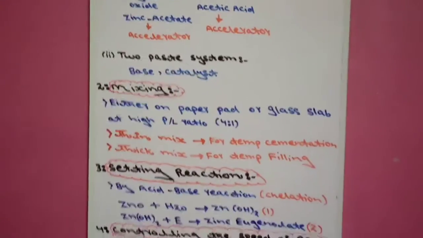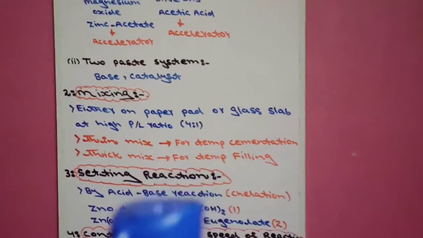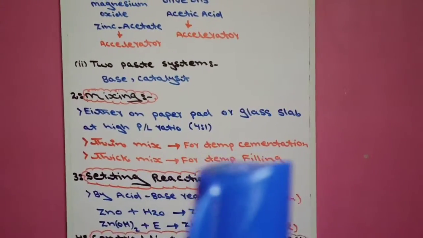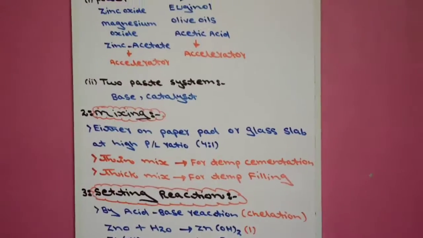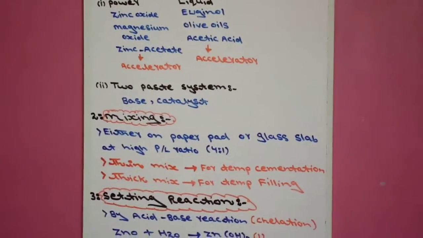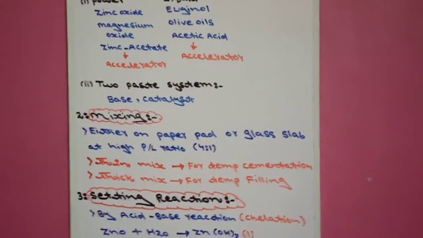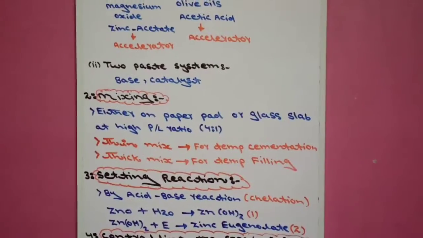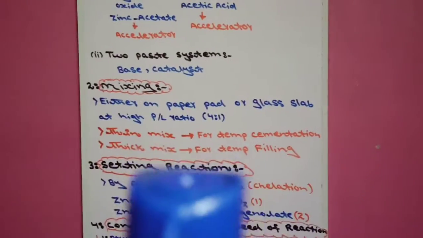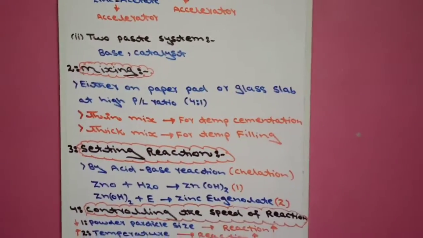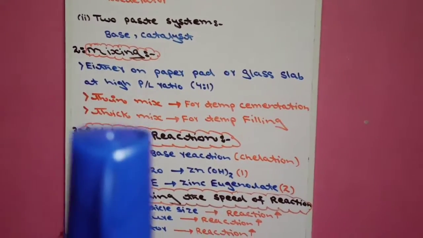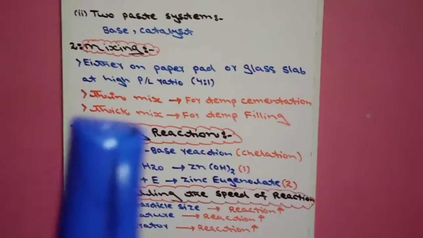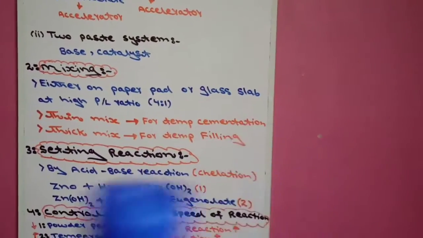Now in mixing, if we use zinc oxide eugenol for temporary cementation, like cementing a crown on a prepared tooth, or cementing a bridge on a prepared tooth, then we make a thin mix. If we use zinc oxide eugenol as a temporary filling material, then we make a thick mix. So thin mix zinc oxide eugenol is used for temporary cementation and thick mix for temporary filling material.